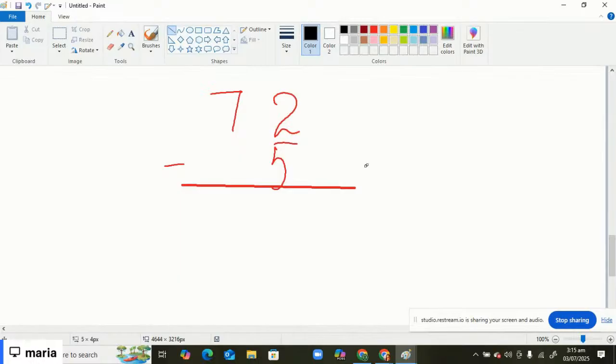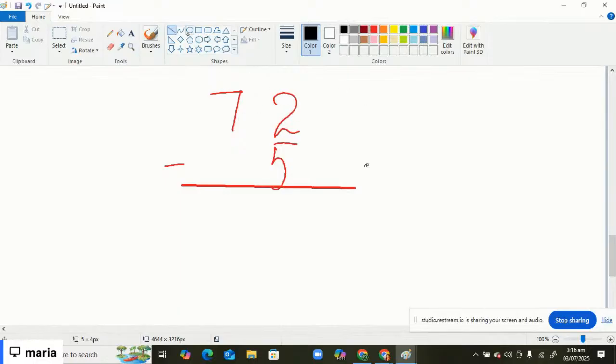Now your 7 becomes 6 and 2 becomes 12. Now 12 minus 5. Draw 12 lines on your notebook. Everyone draw it and then take away 5. So how many left? That is the answer.